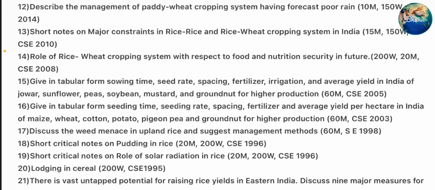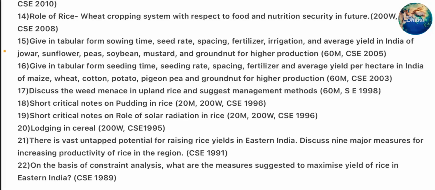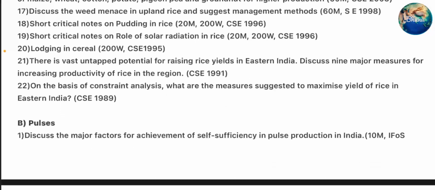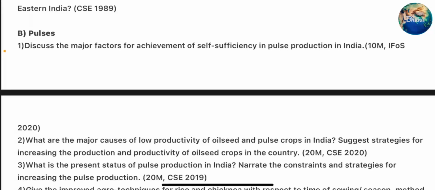Question 21. There is vast untapped potential for raising rice yields in eastern India. Discuss 9 major measures for increasing productivity of rice in the region. Question 22. On the basis of constraint analysis, what are the measures suggested to maximize yield of rice in eastern India? B. Pulses. Question 1. Discuss the major factors for achievement of self-sufficiency in pulse production in India.